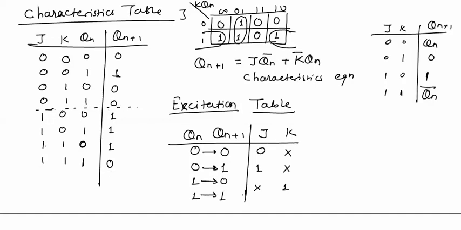And in the last case, if previous output is logic 1, next output is also logic 1, this one, this one. For both the output combinations, the JK values are like this. J is changing, will be written as cross. K is 0. So this is the excitation table for JK flip flop.